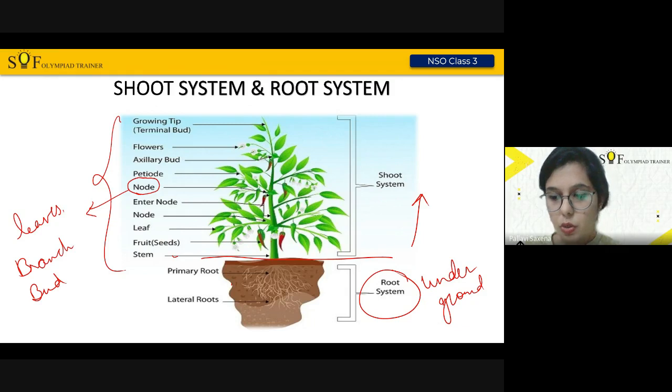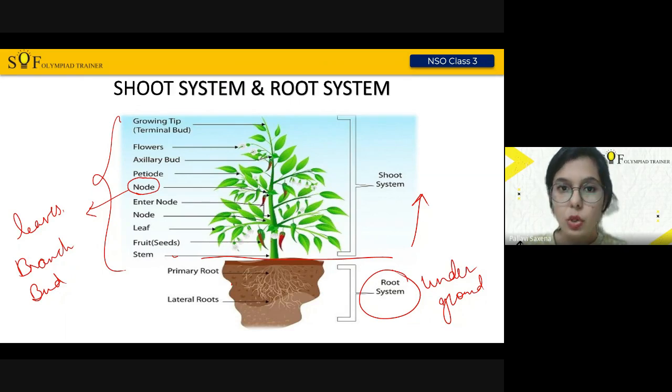So when you talk about a node, it is the point where buds are located. These buds can either grow into leaves, or they can grow into other branches, or they can grow into flowers also. So the point where buds are located is basically called your node.